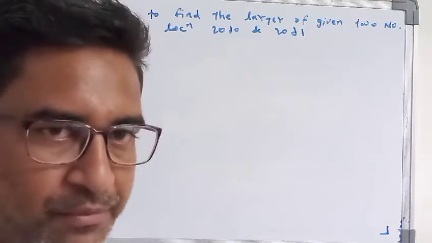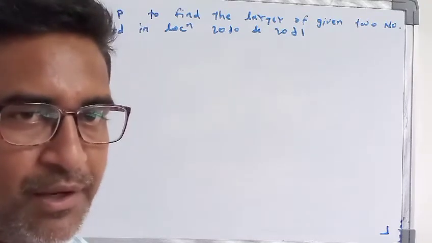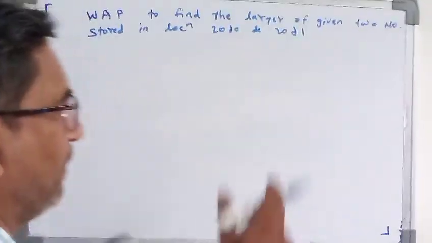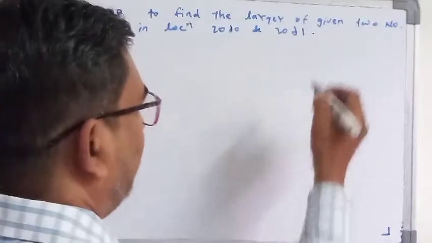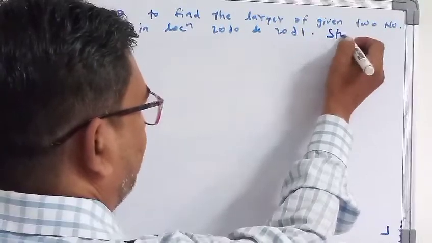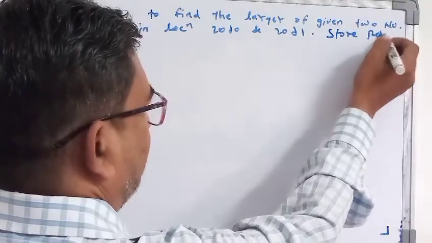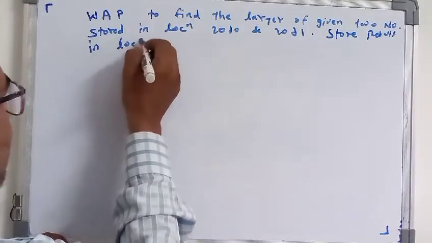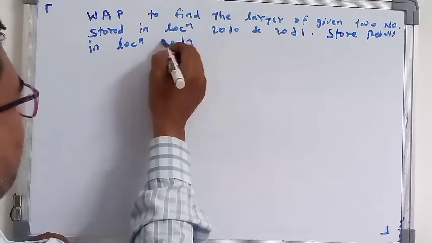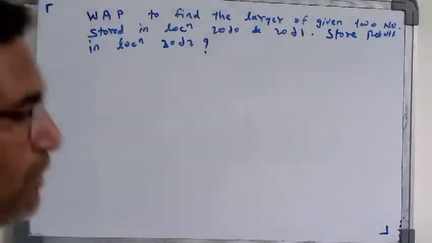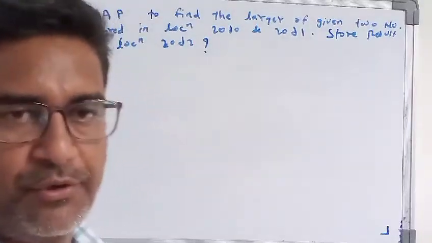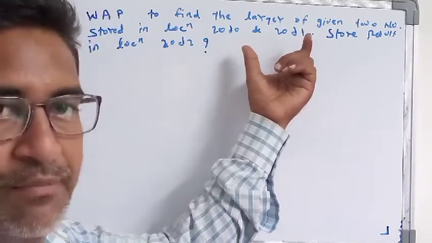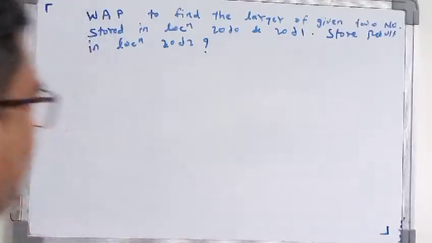Whatever number you store, the larger number will be displayed by using that particular program. Store that result in location 20D2. This is the question. You have to find the larger number from these two given addresses. How the numbers get stored, I will show you.